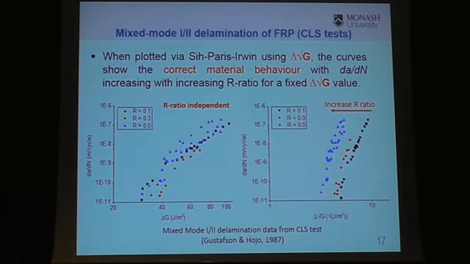Now this is the mixed mode 1-2 case. Again, by using the Paris-Irwin solution, delta square root of G, we can see that the increasing of the R ratio, from right to left, comes with the increasing of the delamination rate.